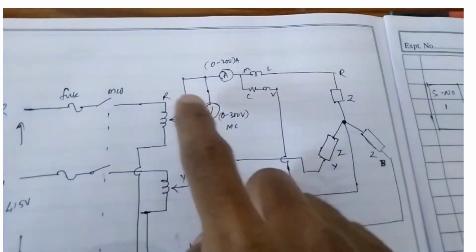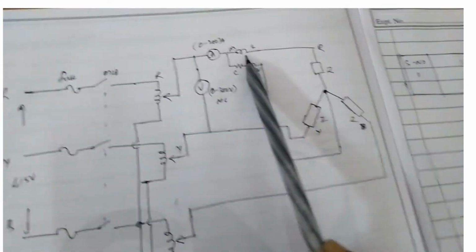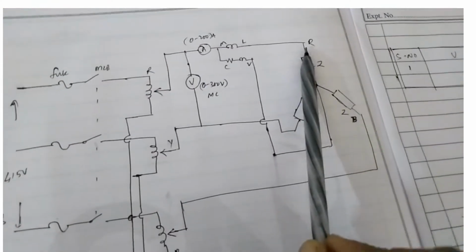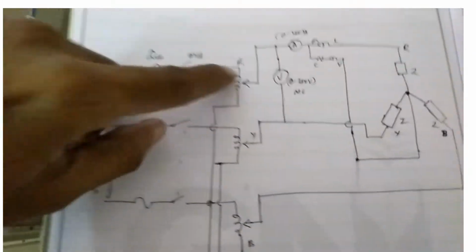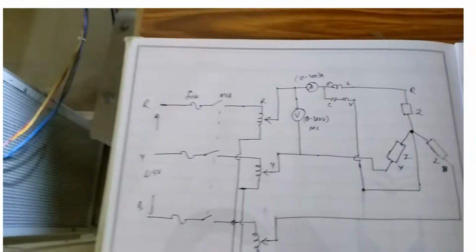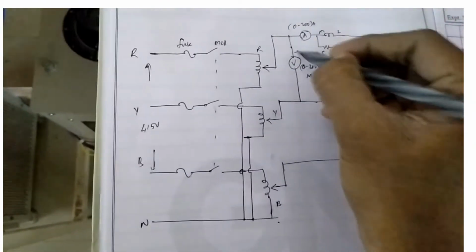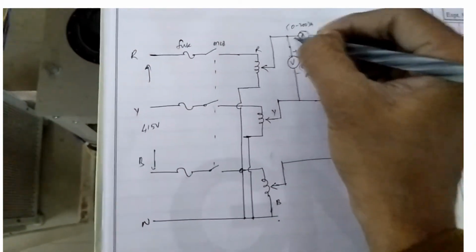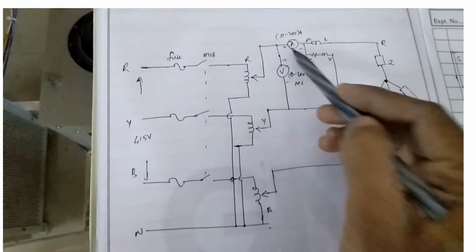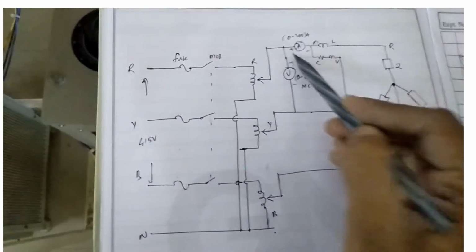Okay. Now let us see the R phase here. The R phase is connected through the ammeter and wattmeter to the R load, in the star. At the same time, in the R phase, the voltmeter as well as the ammeter are connected together. Here the voltmeter is positive, and here negative. So ammeter positive and voltmeter positive are going to connect to the R phase together.